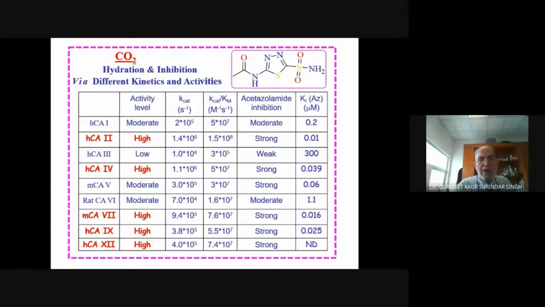And we will find varying degrees of activity, but as we said, we will be interested in human carbonic anhydrase 1, 2, 9, and 12, and all of them, except 1, which is a housekeeping one, are considered to have high activity levels and are also strongly inhibited by sulfonamide compounds.